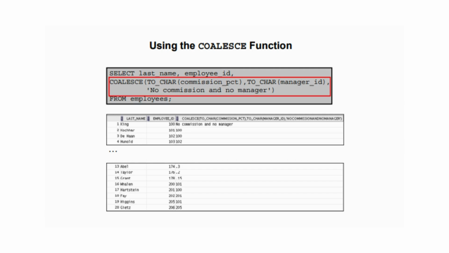In the example shown in the slide, if the manager_id value is not null, it is displayed. If the manager_id value is null, the commission_pct is displayed. If the manager_id and commission_pct values are null, 'No commission and no manager' is displayed. Note that the TO_CHAR function is applied so that all expressions are of the same data type.